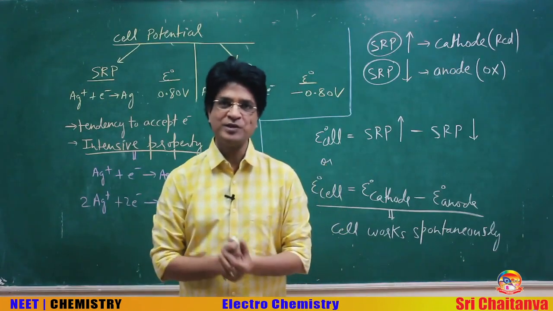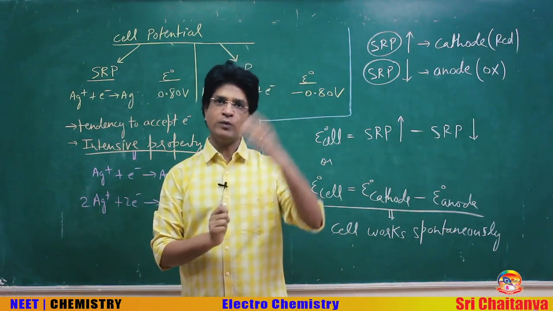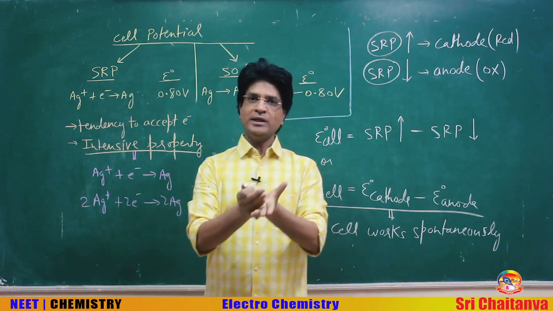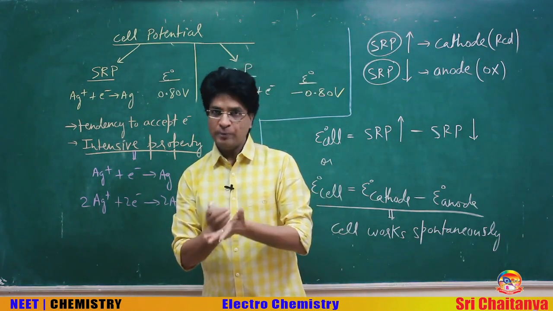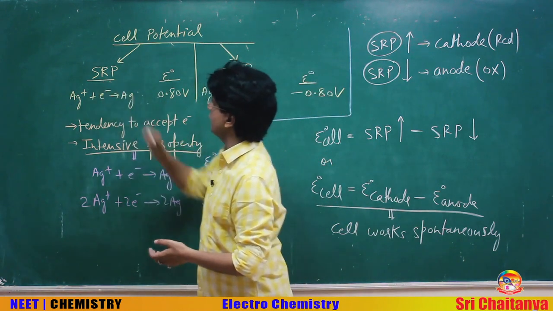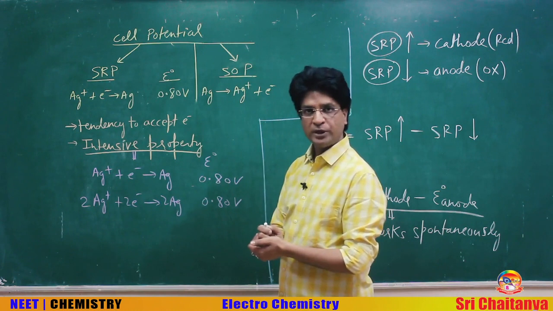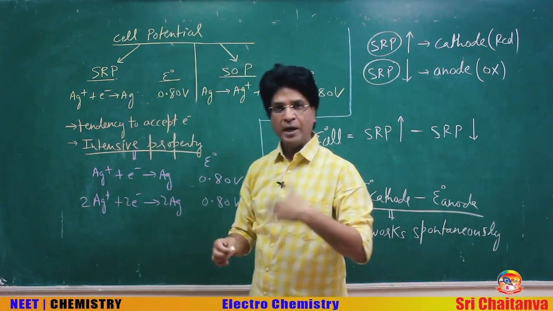So students, you can ask me, sir, how will we come to know which one will be the anode and which one will be the cathode? To understand that, we have to understand a term called cell potential. Now, cell potential is of two types: standard reduction potential and standard oxidation potential. Standard reduction potential means under standard conditions.